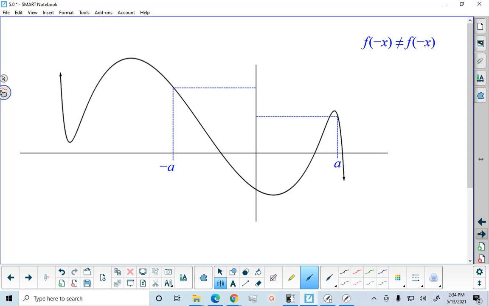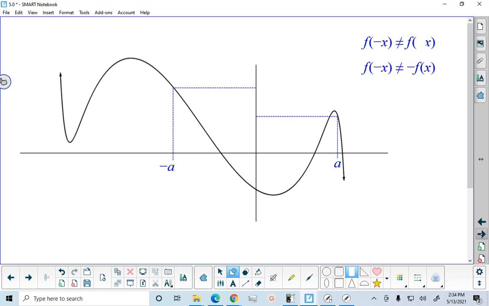And I have a typing mistake here. I see it right now. I'll just cover up this. They are not equal. F of negative a is not equal to f of a. If I take a look at these two y coordinates, are these two y coordinates negatives of each other? Well, no. So that means that f of negative a is not equal to negative f of a.